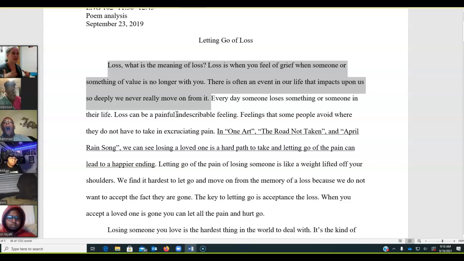We want to start off by raising the subject naturally, and the subject is your theme, okay? So we just want to say, you know, loss. What is the meaning of loss? Loss is when you feel grief, when someone or something of value is no longer with you. There's often an event in our lives that impacts us so deeply we never really move on from it.